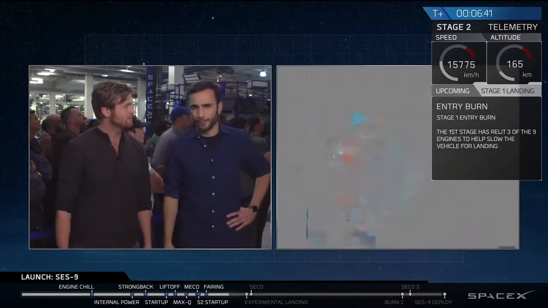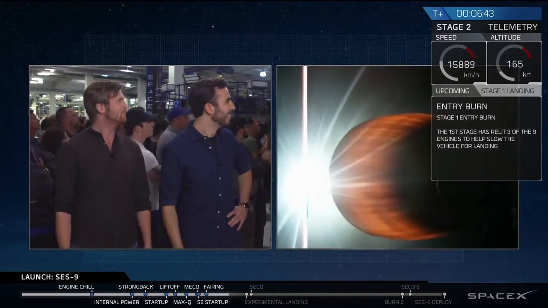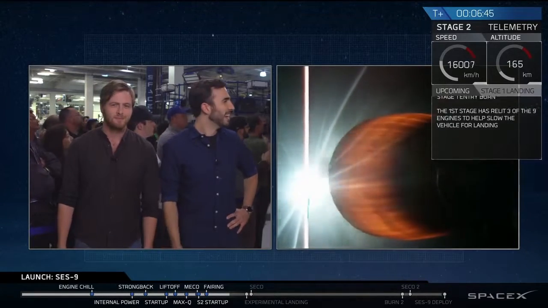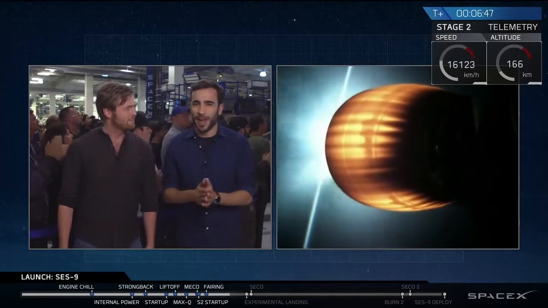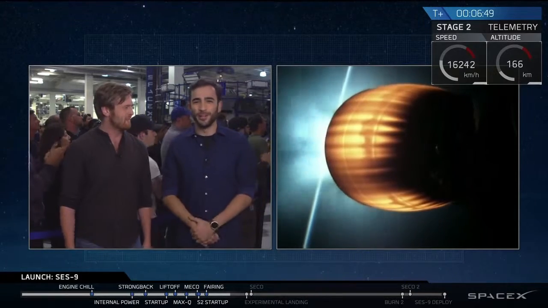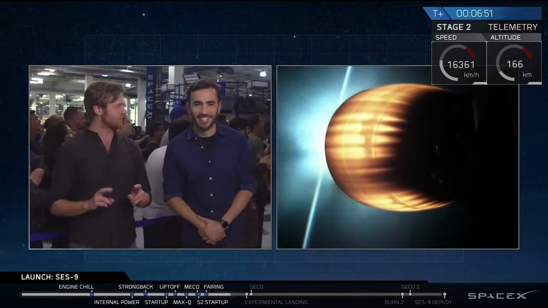We just heard that the first burn of the first stage is complete. That means the first stage is back on its way to a hopefully successful landing soon. Fingers crossed. Fingers crossed.